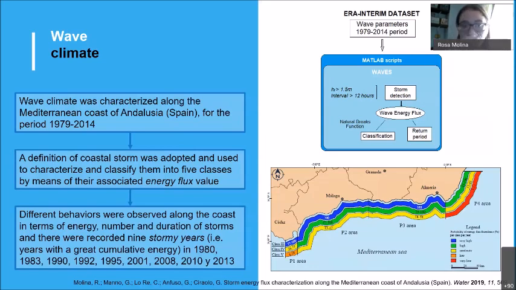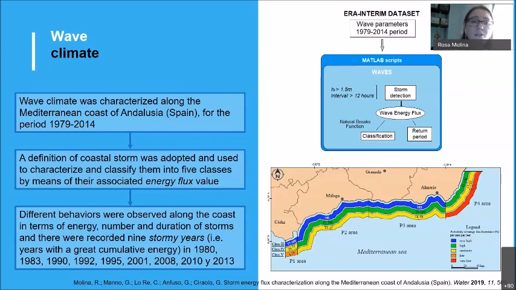Concerning wave climate, these results are published in the paper that I put on the slide. It was characterized along the Mediterranean coast of Andalusia for the period 1979-2014. In the image, you can see the methodology that I worked with, and an example of the results that we have obtained.